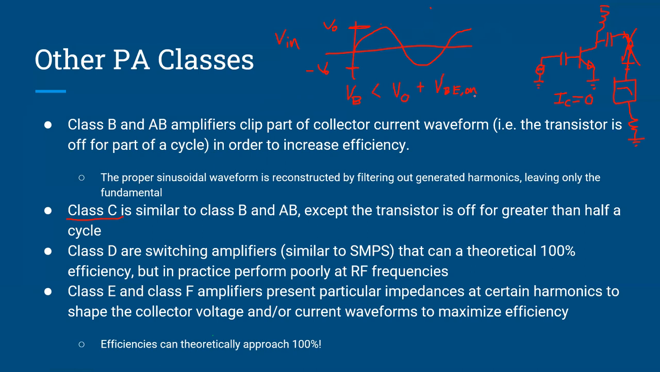I think I got this wrong. We want it to be less than, I got the order wrong here. So this would be VBE on minus V naught. So what this is saying is that you have your Vin going up to V naught and down to minus V naught, and so that's above and below this VBE on.